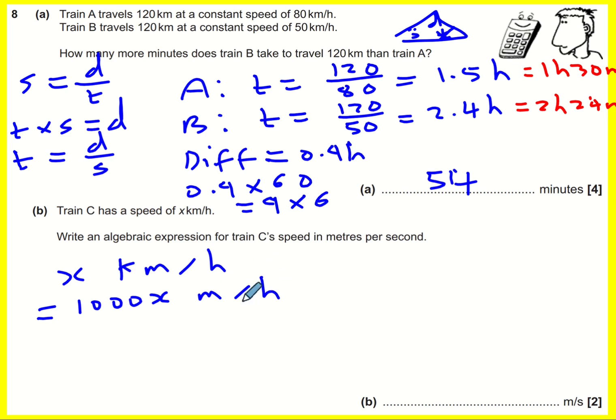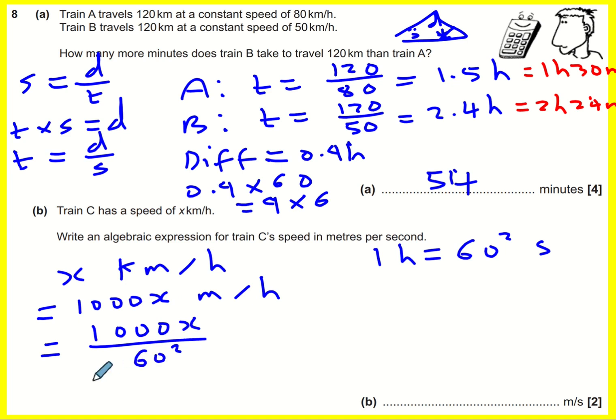And now I need to change hours into seconds. 1 hour is 60 minutes, and 1 minute is 60 seconds. So 1 hour is actually 60 squared seconds. But what I must actually do here is not times through by 60 squared, but because it's per hour, I end up dividing by 60 squared. This is definitely where this question can go wrong.